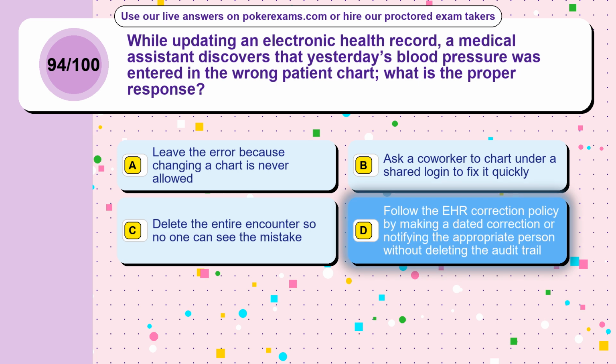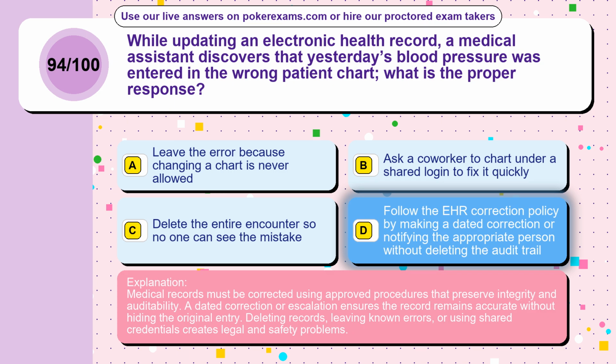Follow the error correction policy by making a dated correction or notifying the appropriate person without deleting the audit trail. Medical records must be corrected using approved procedures that preserve integrity and auditability. A dated correction or escalation ensures the record remains accurate without hiding the original entry.